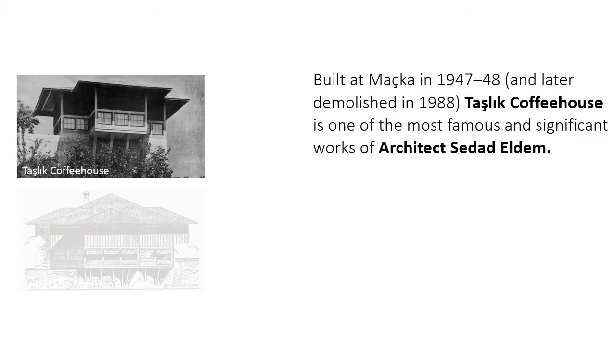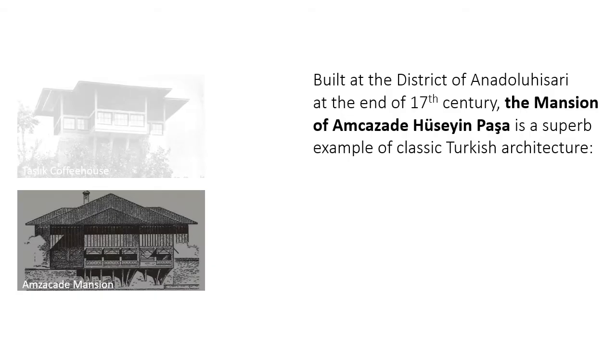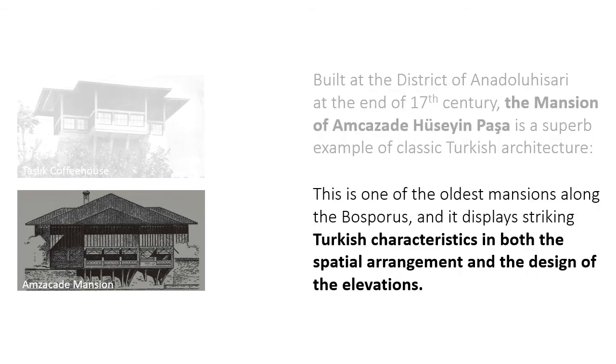The Taşlık Coffeehouse can be considered as one of the most famous and significant works of Sedad Eldem. This coffee house was designed as the realization of Eldem's mission to formulate new Turkish architecture based on Turkish house. Meanwhile, the mansion of Amcazade Hüseyin Paşa can be considered one of the best examples of classical Turkish architecture. This mansion can be considered one of the oldest mansions along the Bosphorus.